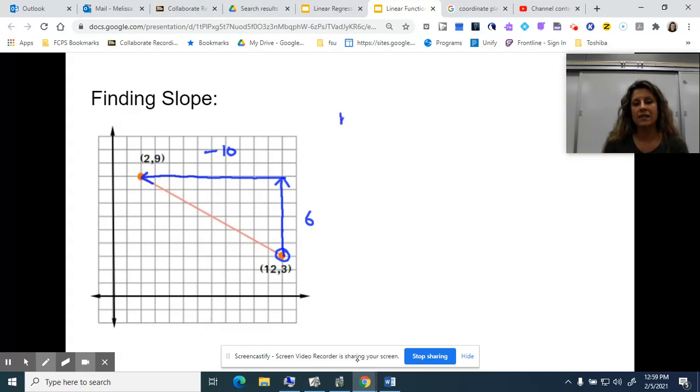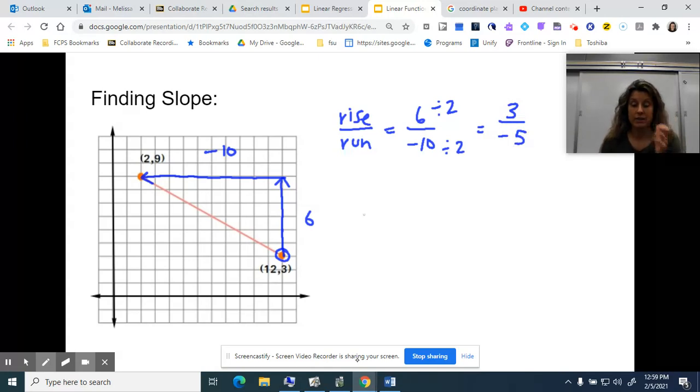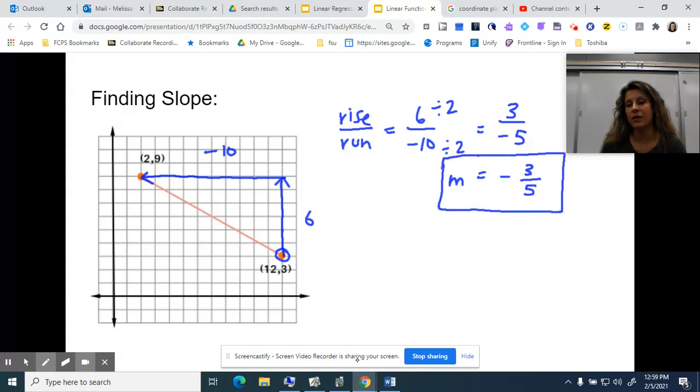So my rise over my run is rise of 6, run is -10. That does reduce. They will divide by 2. So that gives me 3 over -5. Remember, that negative sign can go anywhere. So I usually put it out front and just say -3/5 is my slope. And m is the variable that we use to represent slope, in case I didn't mention that before. Okay, so I just used rise over run, which is a very popular method.